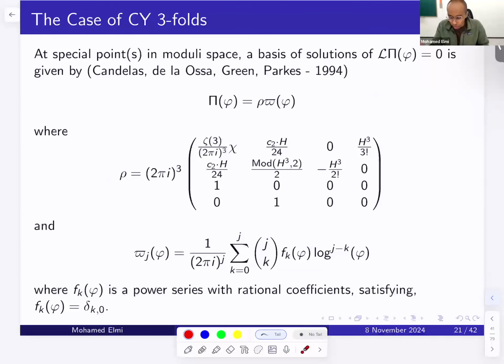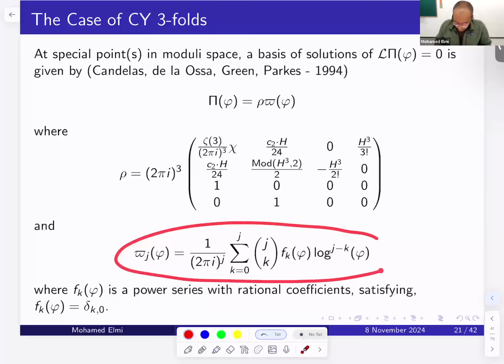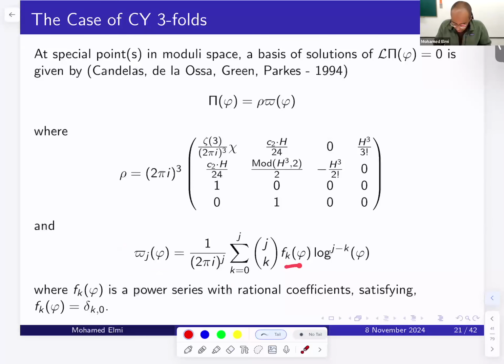de la Ossa, Green, and Parkes. The solutions that you would find if you use the techniques from your undergraduate ODE class are something like this. You have these f_k, which are power series, and they're going to be multiplied by some logs. You plug this ansatz into your differential equation, and you normalize it in some way. You say f_0 has leading term 1, the other ones have leading term 0. That's just an arbitrary choice you can make.